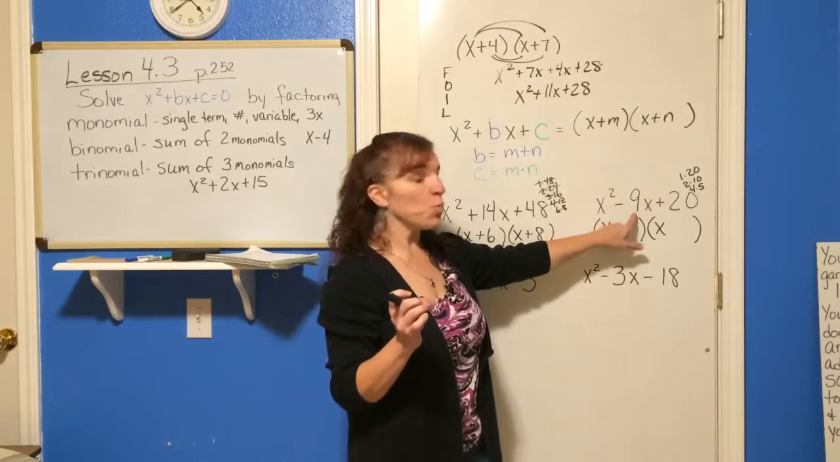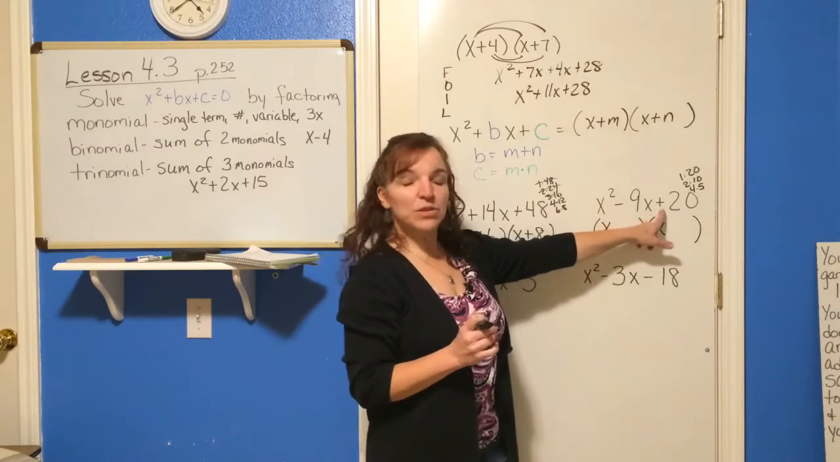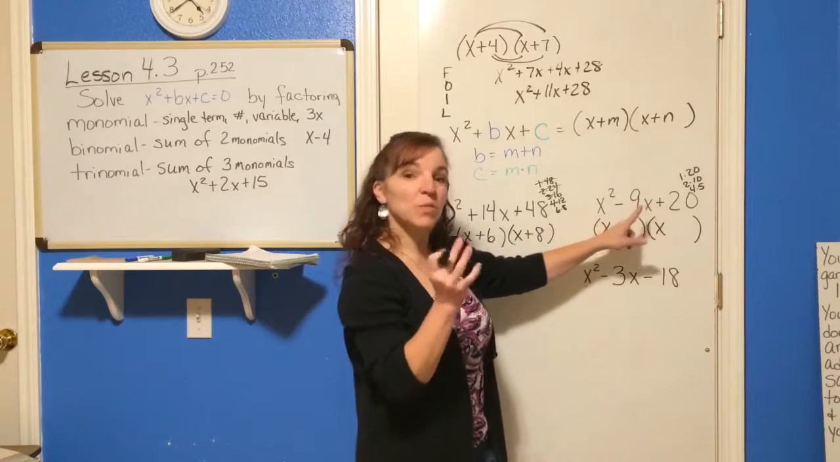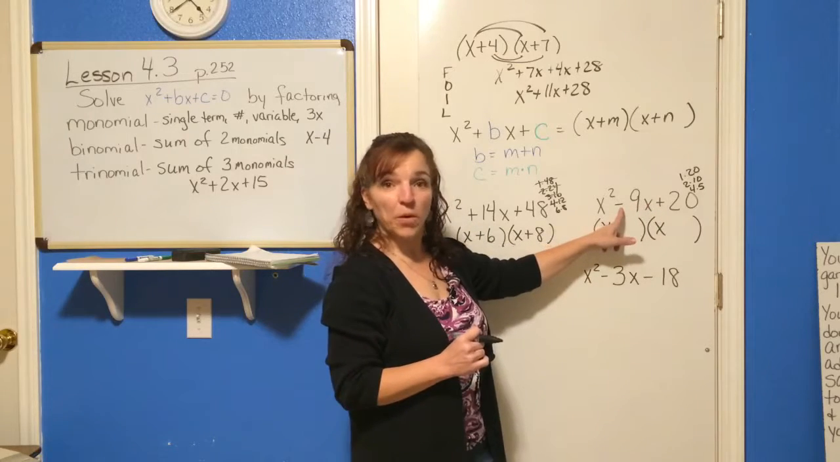Now you need to be careful and watch. We need to multiply to get a positive number. We need to add together and get a negative number.